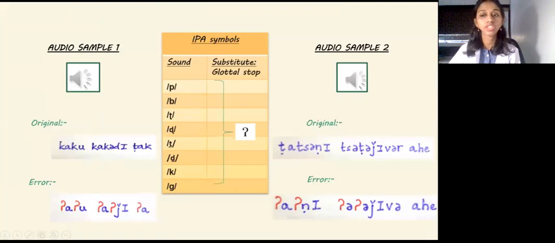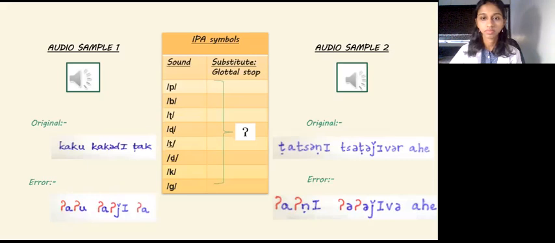The target production of these samples is transcribed in the IPA and also transcribed using the IPA symbol of the error as produced by the child with a cleft palate. Kindly note though that every sample may have multiple forms of errors present. But while reading about the individual error, I would like you to focus on the specific sound associated with the error in each sample that you listen to. Playing for you the first sample.